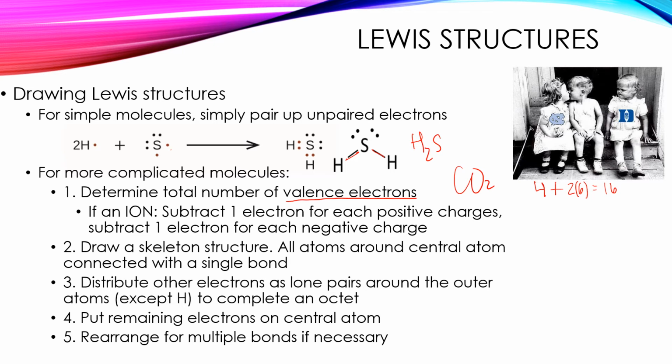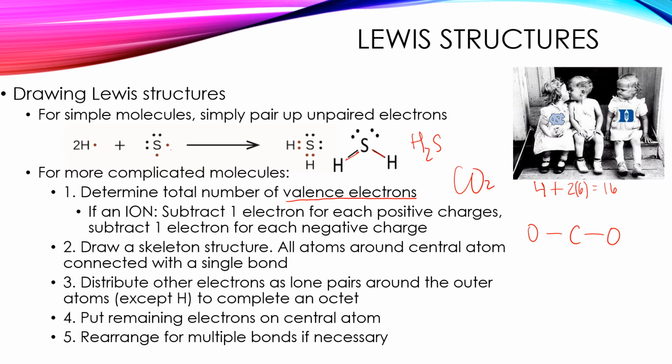Step number 2, we're going to draw a skeleton structure. We put the central atom and connect everything with a single bond. Typically, the central atom is the one you have the least of, or the less electronegative atom. Carbon is almost always going to be a center atom because it can make 4 total bonds. So we're going to put carbon, oxygen, and oxygen. That's what we call our skeleton structure.